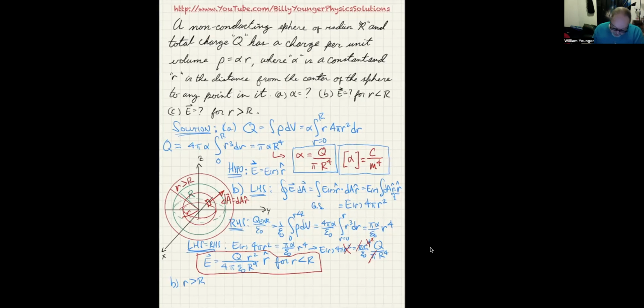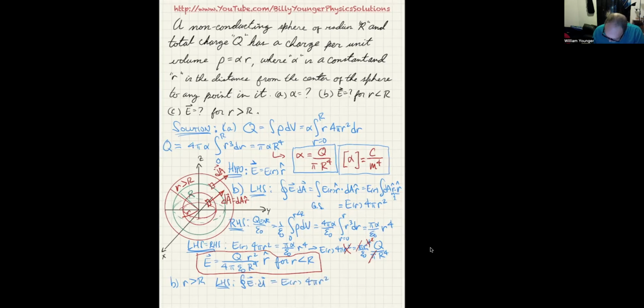Okay. Again, we still have the same little patch somewhere and a dA vector, which is just dA times r hat. So the left-hand side is actually super easy. The closed integral of E dot dA. It's the same problem we did before. It's just E of r times 4 pi r squared.